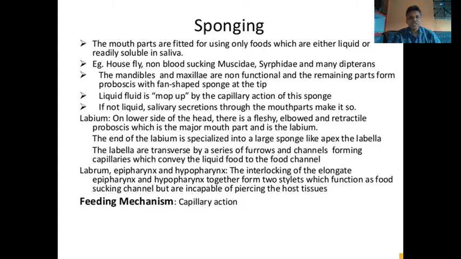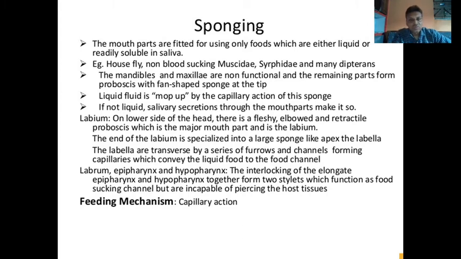A sponging type of mouthparts. Houseflies have a sponge type of mouthparts. They are non-blood sucking type. They are not able to suck blood. The different examples are the housefly, of the family Muscidae, and many other dipterans. Liquid fluid is mopped up by the capillary action of this sponge.